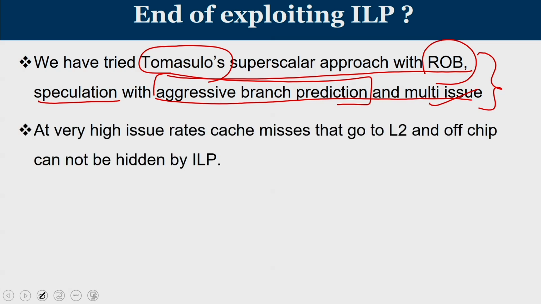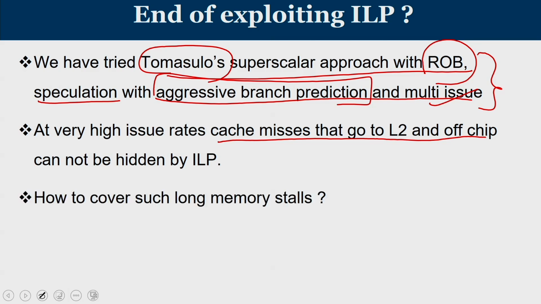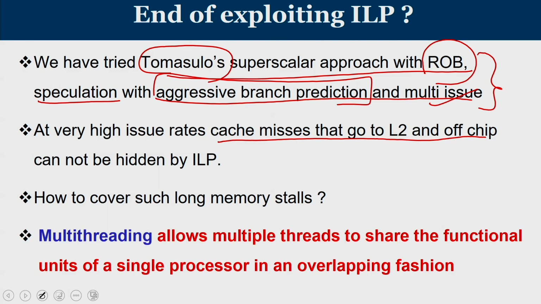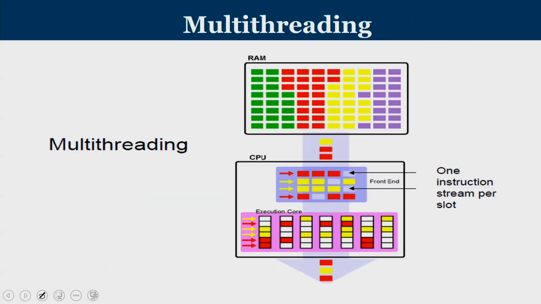At very high issue rate, you can have cache misses because so many instructions are fetched, and some of the misses will go to L2 and some of them can be off chip as well. We will learn about memory more in subsequent lectures. How to cover such long memory stalls, that we will deal with later. So we are going to deal with multi-threading. Whenever one particular processor or one particular set of program is encountered with misses, can the processor shift to another program and run? So multi-threading allows multiple threads to share the same functional unit of a single processor in an overlapping fashion. So this is what is known as multi-threading.